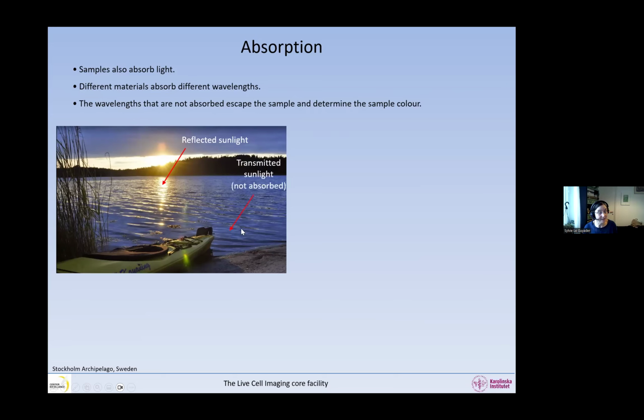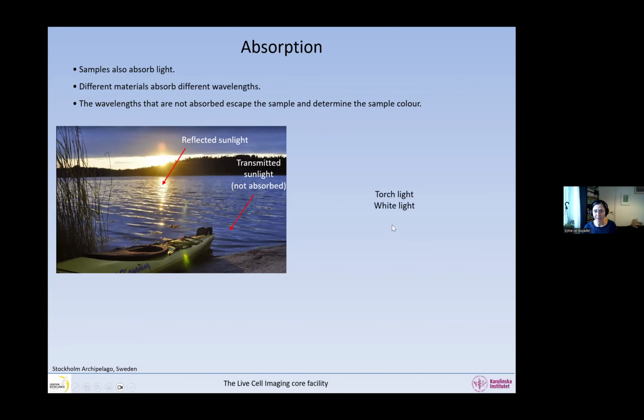However, the light that I'm capturing with my camera here has gone through the water, and part of it has been absorbed. Everything that is not blue has been absorbed, and this is the reason why only the blue light comes out, and this is what I'm capturing. So the water looks blue. This is the sunlight that has been transmitted through the water, whatever is not absorbed. So this is the difference with absorption.